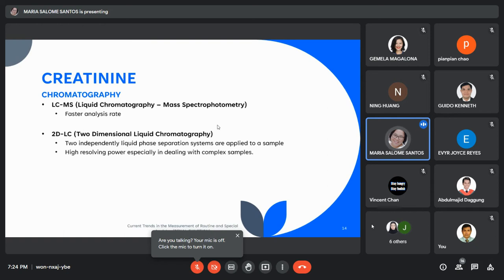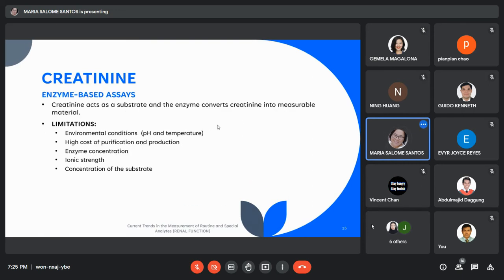Then liquid chromatography mass spectrometry was developed, which has a faster analysis rate, less than 10 minutes compared to other chromatographic methods. The two-dimensional liquid chromatography is a technique in which two independent liquid phase separation systems are applied to the sample. It has a high resolving power, especially in dealing with complex samples.